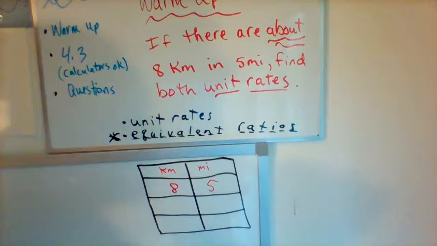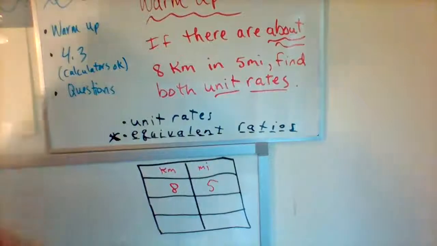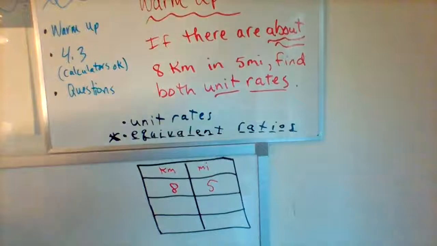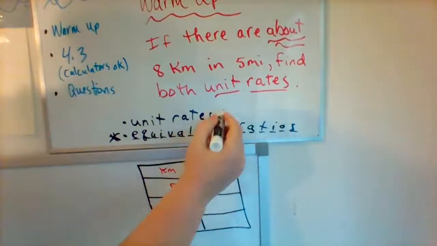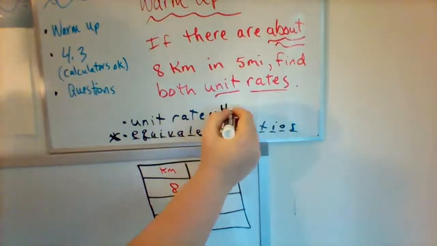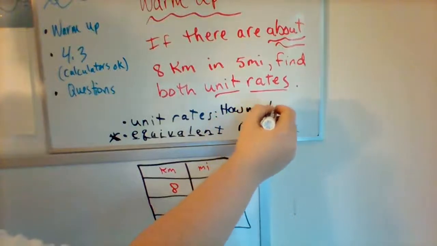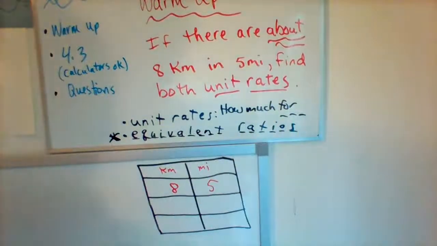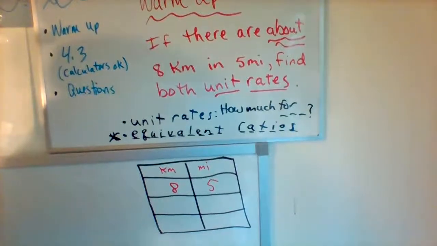You guys do know, come on, unit rate. It answers the question, how much for, all right, let's put that up here too. Unit rate, how much for blank, blank, blank. One word, 3 letters. How much for, and value is another way of saying how much, right? If you know its value, then you know how much.